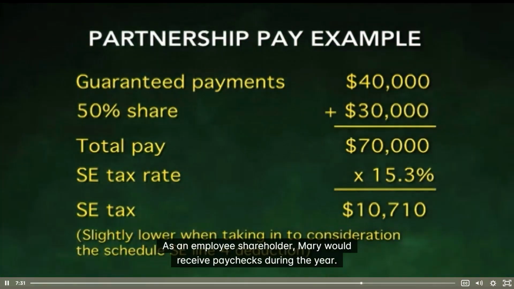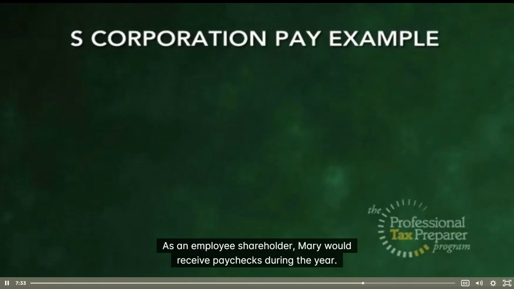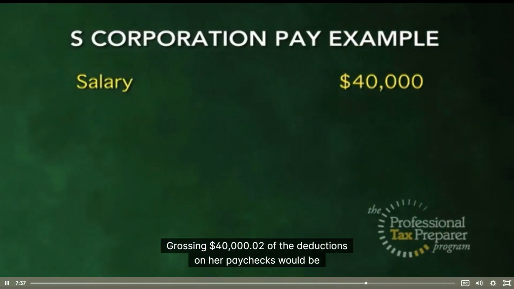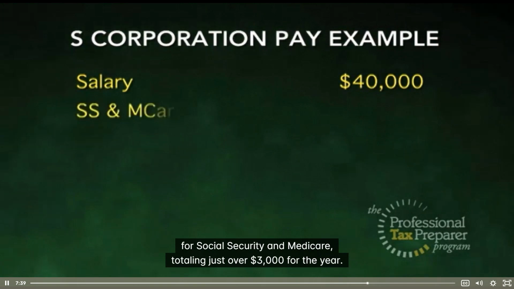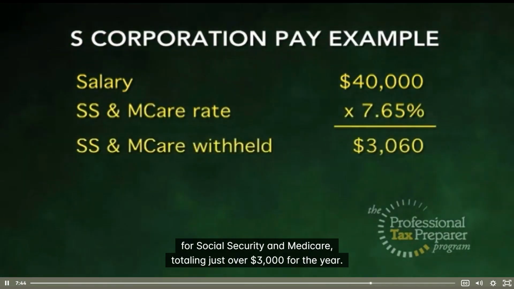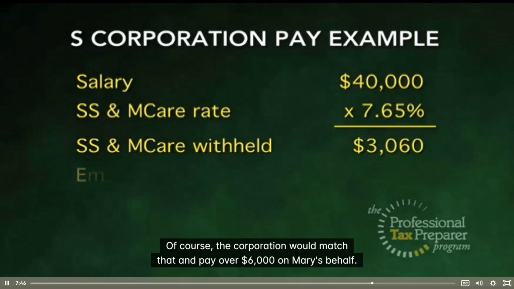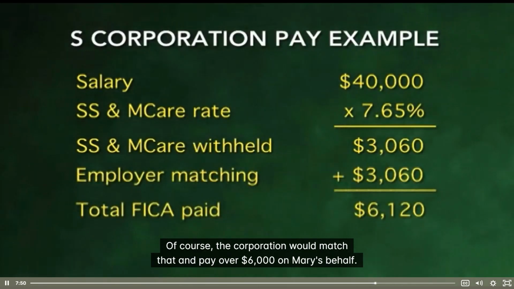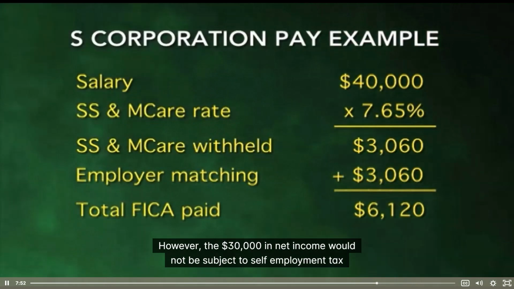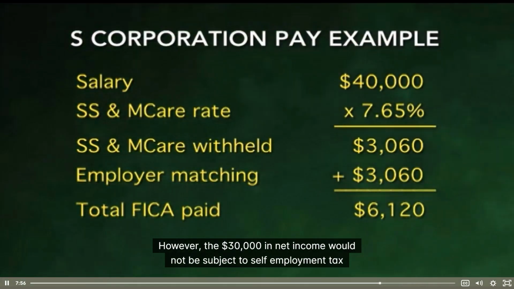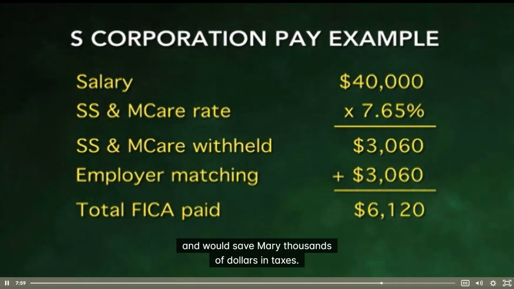As an employee shareholder, Mary would receive paychecks during the year grossing $40,000. Two of the deductions on her paychecks would be for Social Security and Medicare, totaling just over $3,000 for the year. Of course, the corporation would match that and pay over $6,000 on Mary's behalf. However, the $30,000 in net income would not be subject to self-employment tax and would save Mary thousands of dollars in taxes.